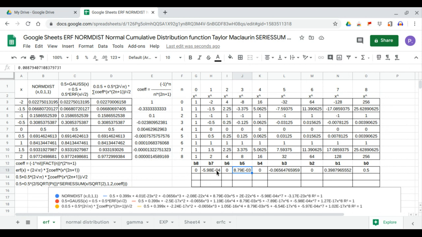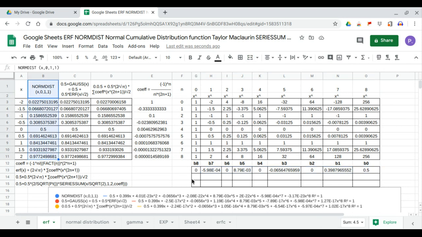It's matched. And B6 is 2 times 10 to the minus 22. That's already 0. And B7 is negative 5.98 times 10 to the minus 4, which matches, which is a good match. And B8 is negative 3.17 times 10 to the minus 23. That's already 0. So this is the LINEST output of our NORMDIST.